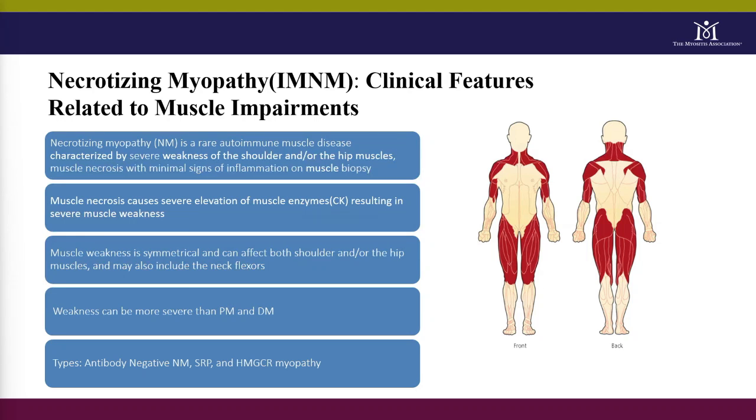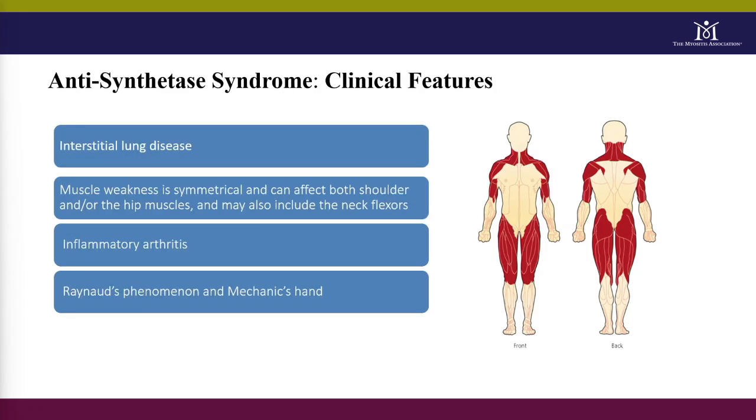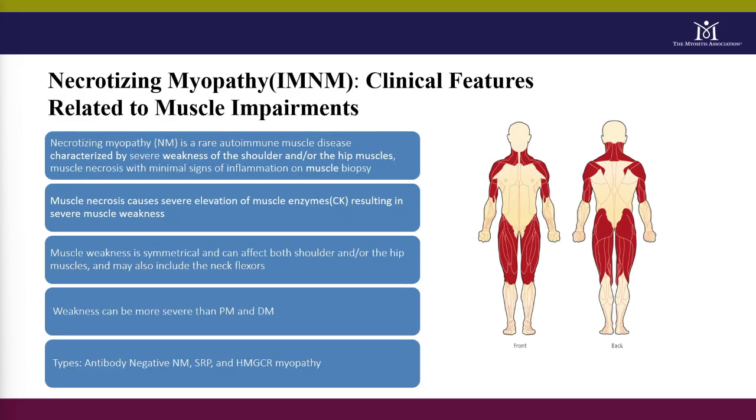And there are three types of necrotizing myopathy: antibody negative, SRP, and HMGCR. All of these three types are characterized by rapid progression of severe muscle weakness. The reason for that is that in this condition, there is severe elevation of the muscle enzyme as a result of the muscle necrosis.